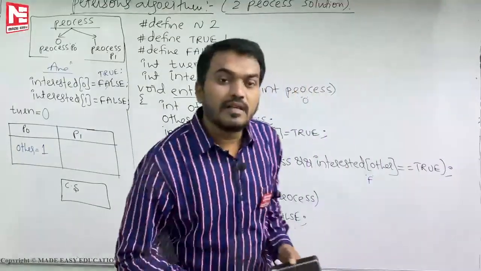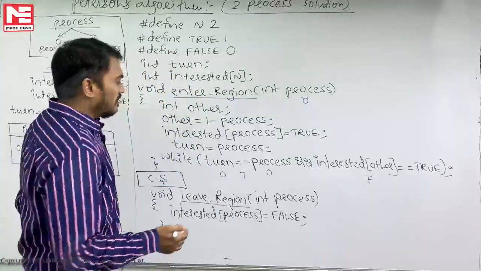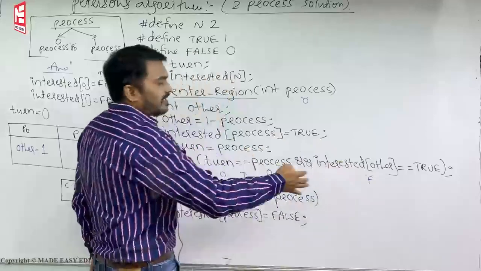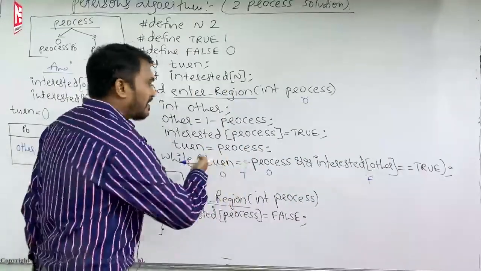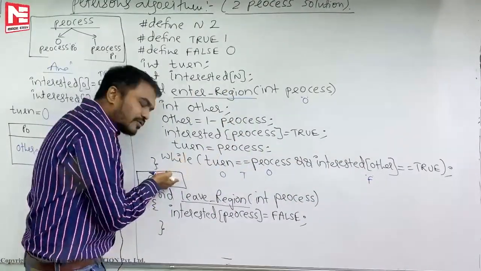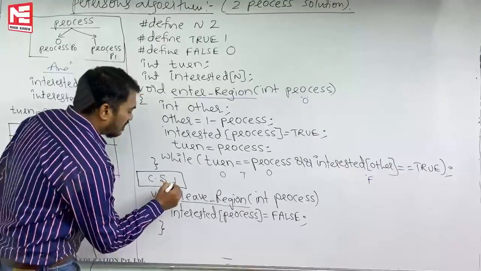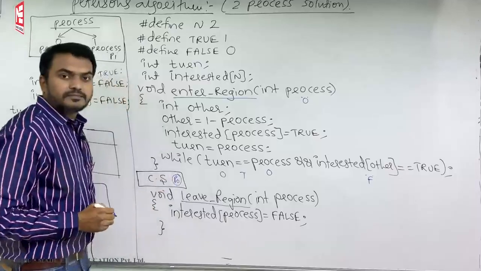The process will enter into the critical section. See, this is true and this is false. The entire condition becomes false. So it will enter into what? Critical section. Right? So now P0 is coming into the critical section.